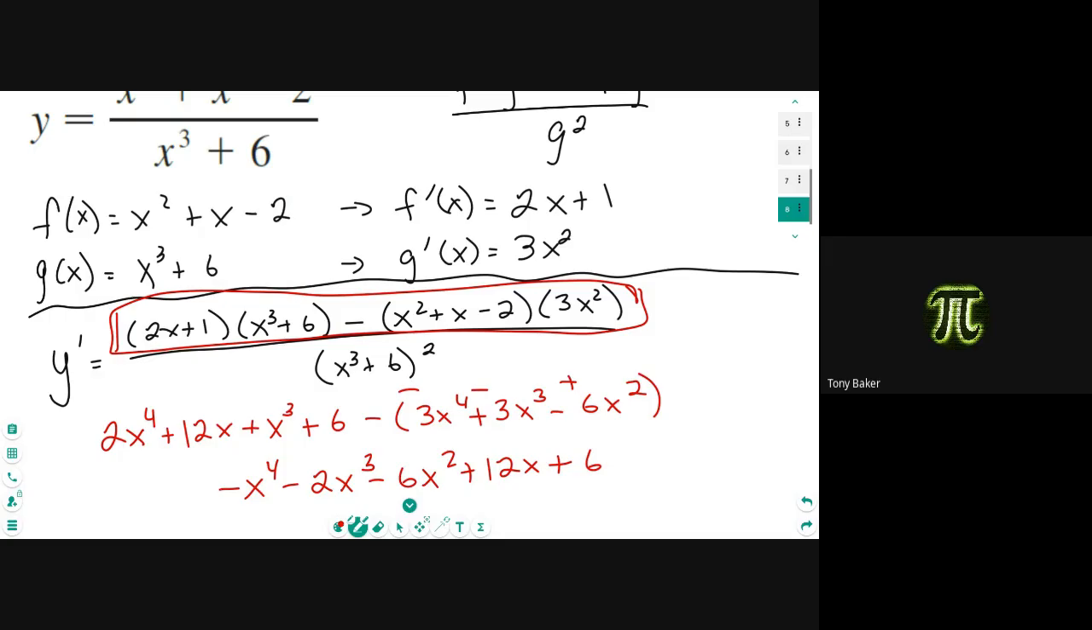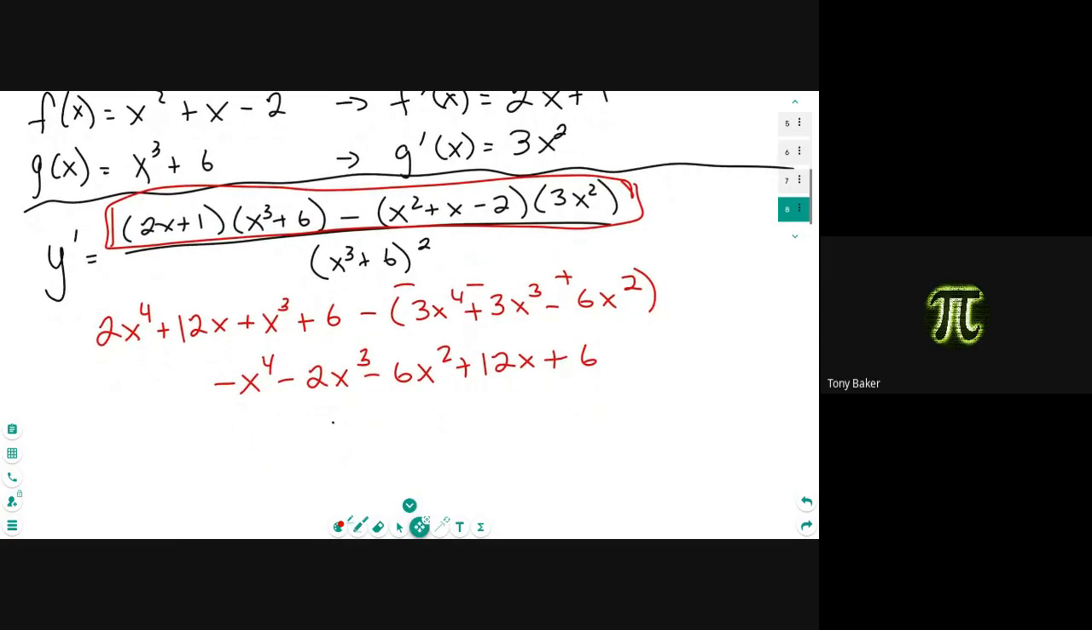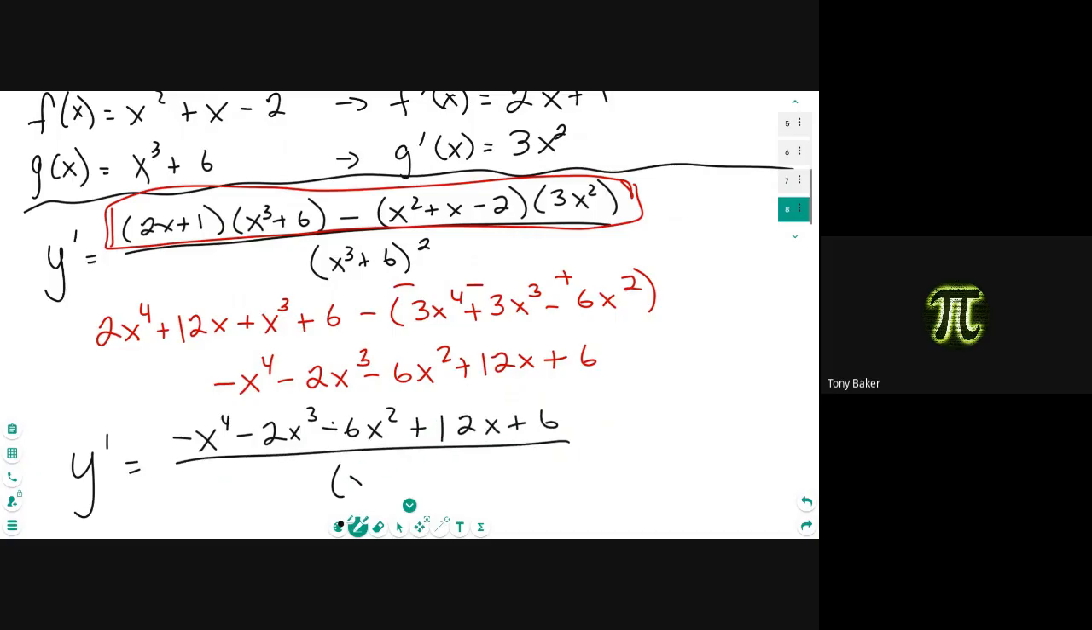So then we put it all back together. And unfortunately, in this case, there's nothing to be able to factor out or anything else. So that's bad.